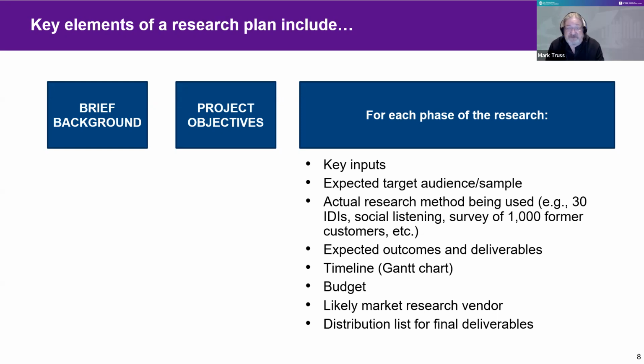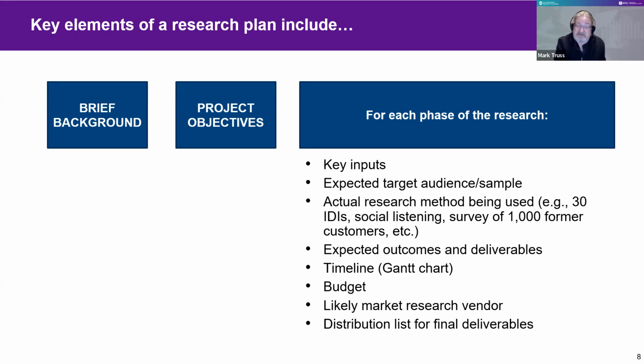And then for each phase, and a phase may be, let's start with some qualitative, let's move into an A&U, then let's do some pricing research. Each of those are phases. What are the key inputs for each one? What do we need to know before we can move on to the next phase? Who do we think the target audience or sample is going to be for each one? What's the actual method that we're going to use? What are the expected outcomes of each one?